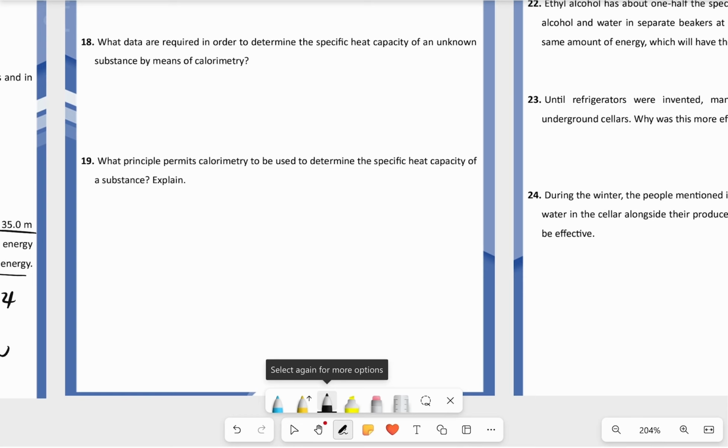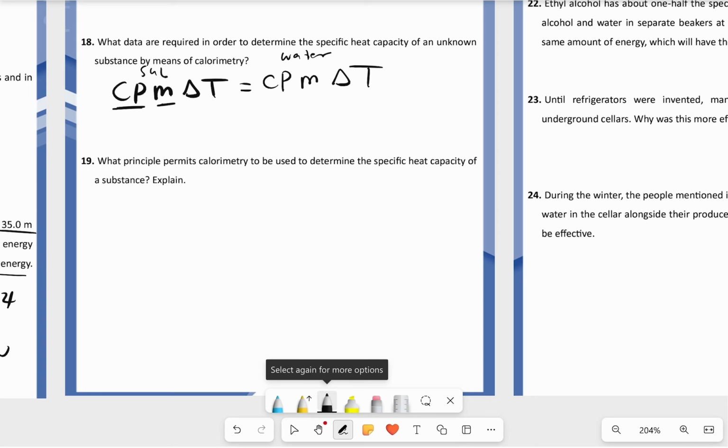What data are required in order to determine the specific heat capacity of an unknown substance by means of calorimetry? Remember, we had Cp of the substance, mass, and change in the temperature of the substance, which was equal to Cp of water times mass of water times delta T. This was the substance side, and this was the water side. Now, if you want to find Cp of this substance, what are you going to need? Well, first of all, you're going to need the mass.